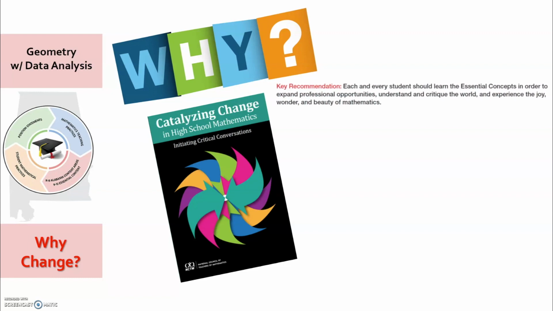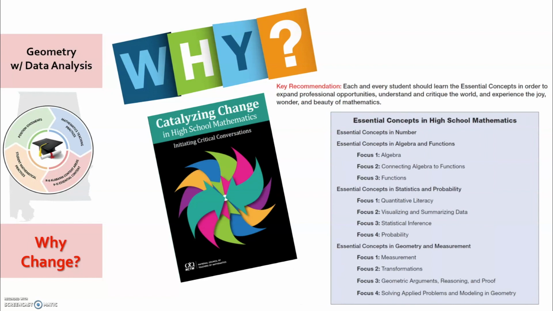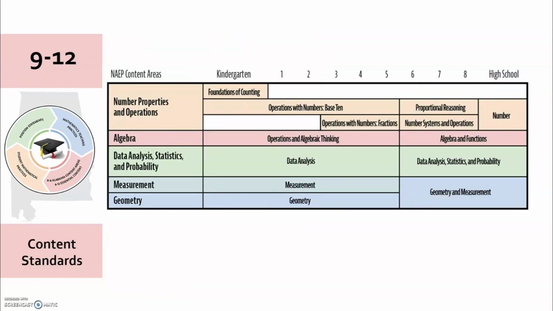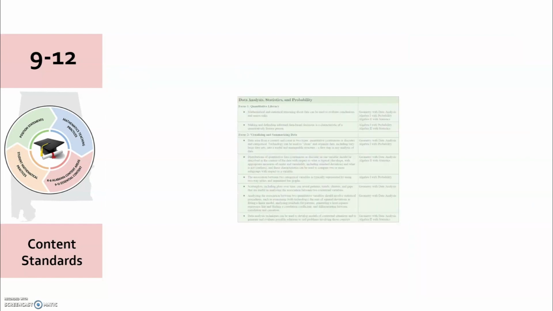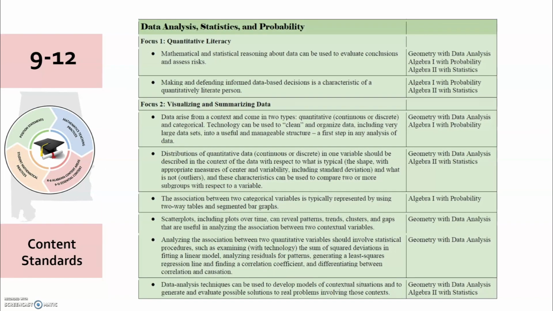One of their key recommendations focuses on the essential concepts, and much of the time in the book is spent on really defining what each one of these essential concepts is. We want to, as the State Course of Study Committee, work together. We use these as a cornerstone of almost all of our work, and you'll see that as you look at our content areas. The high school looked at those and integrated those essential concepts into the 3 main courses: Geometry with Data Analysis, Algebra 1 with Probability, Algebra 2 with Stats.